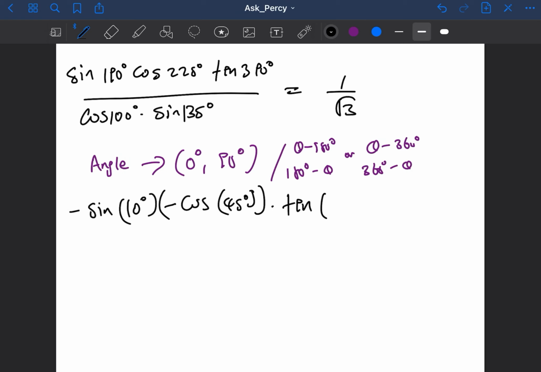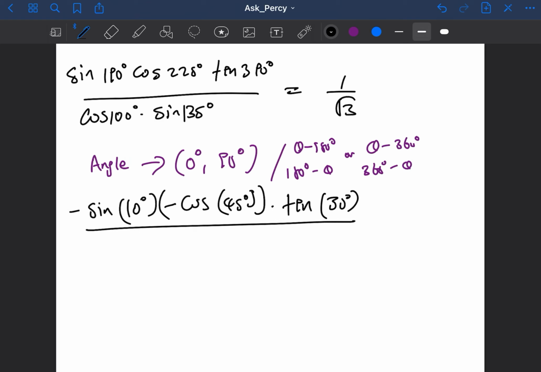Okay, now let's reduce the 390 degrees to your first quadrant, between 0 and 90 degrees. 390 degrees is greater than 360, so you can just say 390 minus 360. What do you get? Good, you get 30.